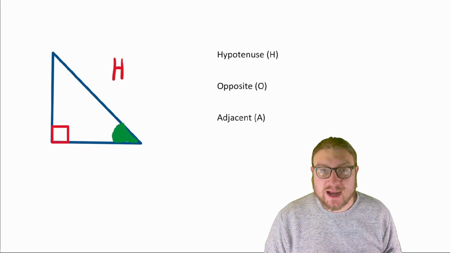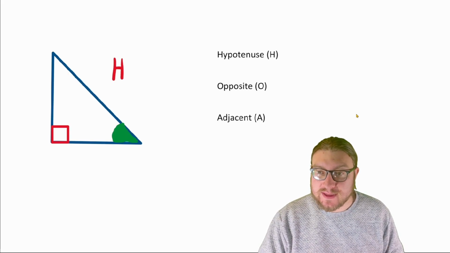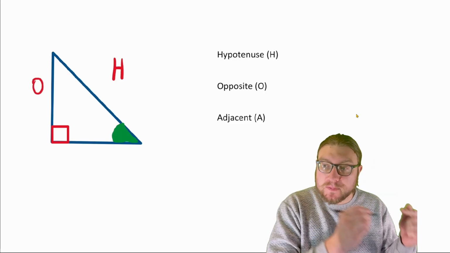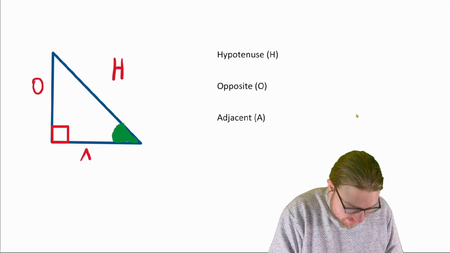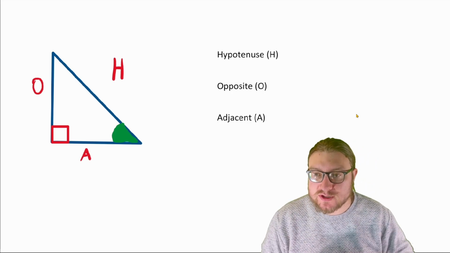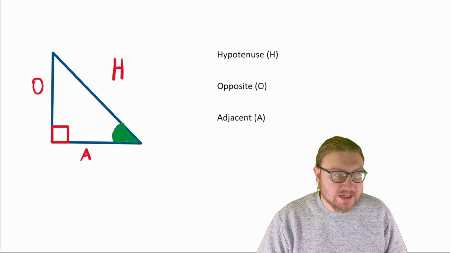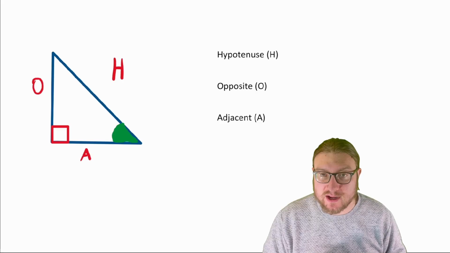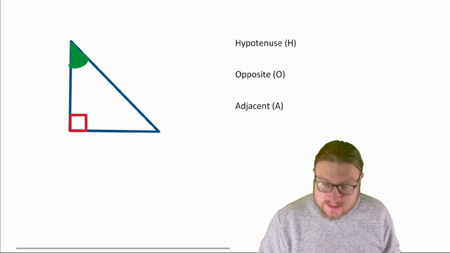If we're looking here at the green angle that we've got, then that means that we're going to have the opposite side, which is the side opposite the angle, is O, and adjacent means next to, so that's the side that's next to the green angle. Now, it is very important that you guys get these ones right, because only then you can use sine, cosine, and tan correctly. Let's have a look here.